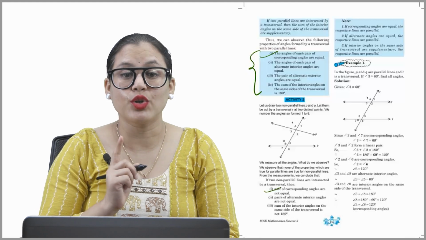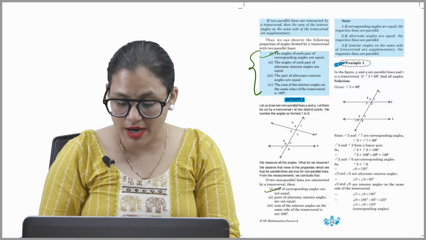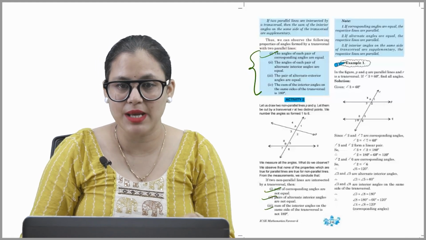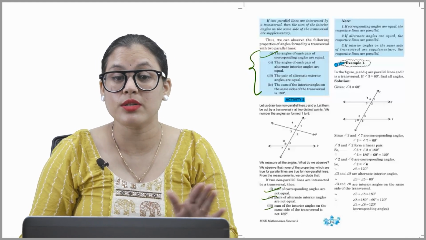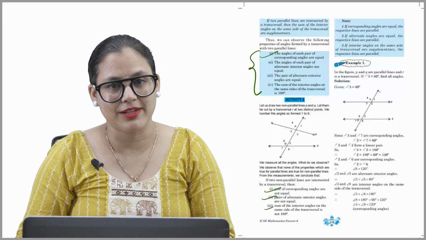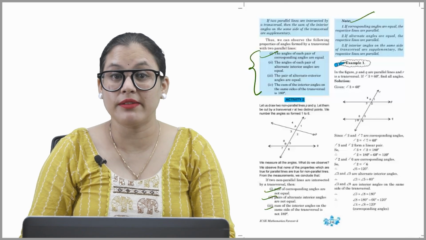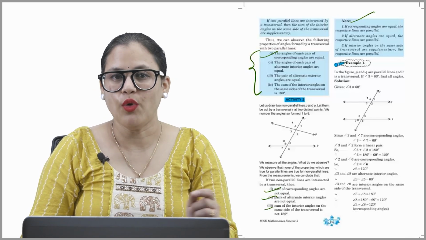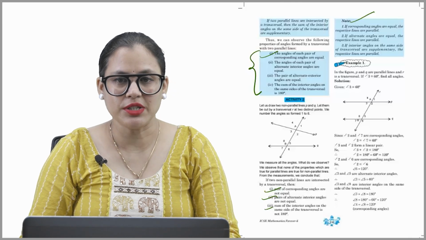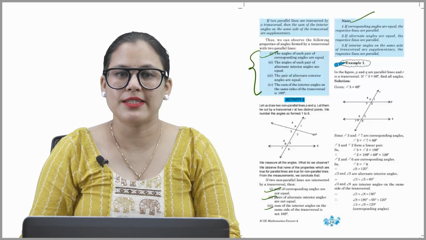From the measurement, we conclude that if two non-parallel lines are intersected by a transversal, then the pair of corresponding angles are not equal. Number 2, pairs of alternate interior angles are not equal. And number 3, the sum of the interior angles on the same side of the transversal is not 180. Okay, this happened in case of non-parallel lines. So note, if corresponding angles are equal, the respective lines are parallel. Number 2, if alternate angles are equal, the respective lines are parallel. Number 3, if interior angles on the same side of the transversal are supplementary, the respective lines are parallel.